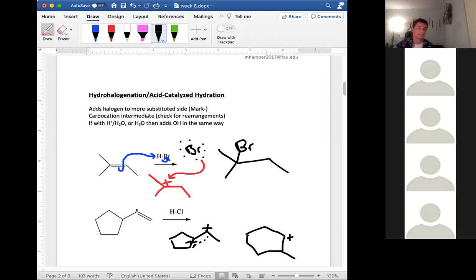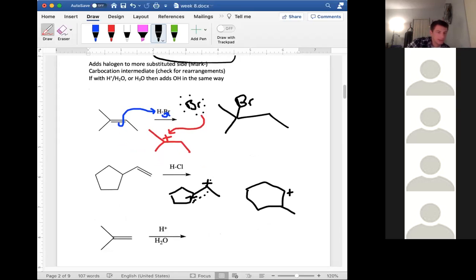If you were given an acid, what did I say about an alcohol and an acid? If you have an alcohol and an acid, what reaction occurs? E1, right? The direct opposite, if you have a double bond with an acid, catalyzed hydration, you're adding an OH. It's the exact reverse. So there's your connection.